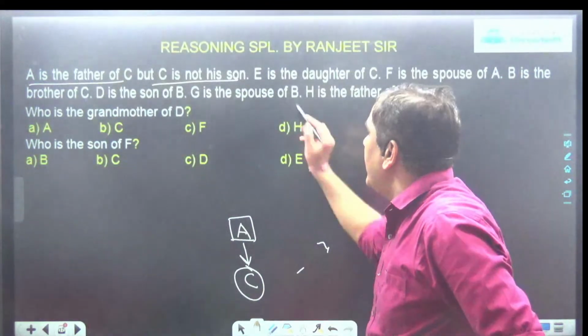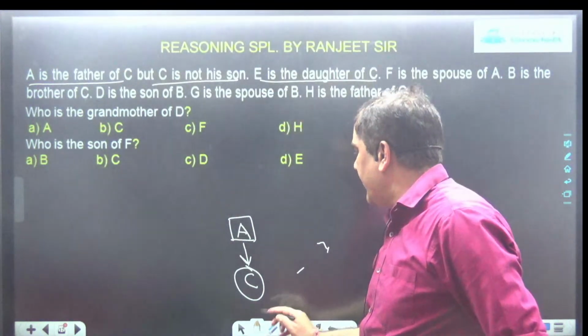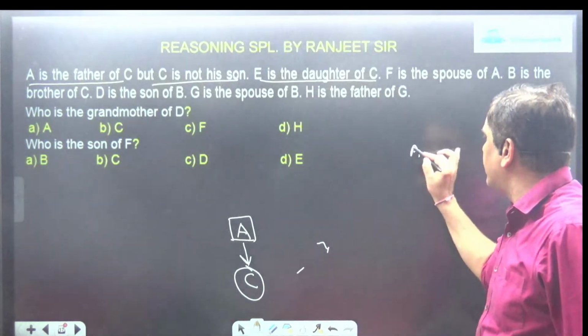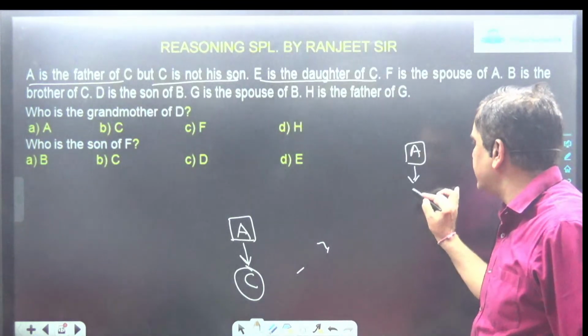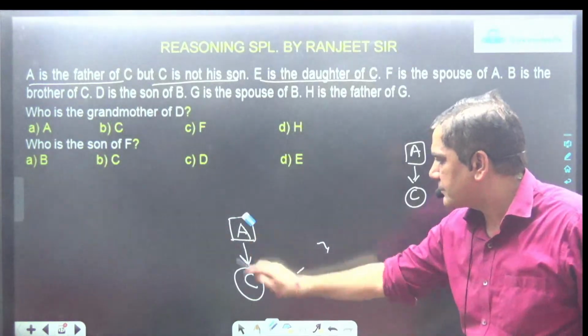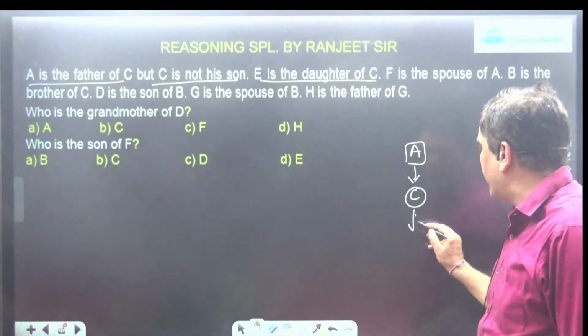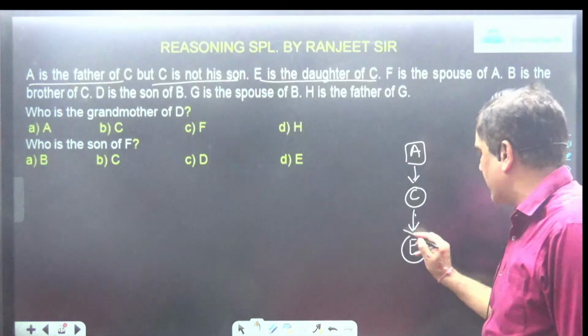Next one. E is the daughter of C. So now they are saying E is the daughter of C. Okay, let's plot it over here. A. Below will be C. Then here they are saying E is the daughter of C. So E will be over here, and E is nothing but daughter.